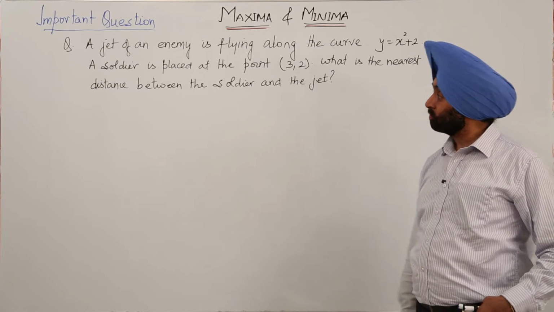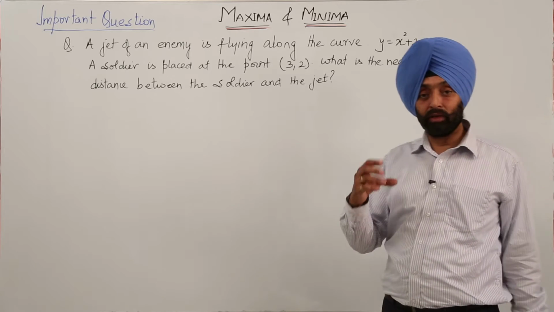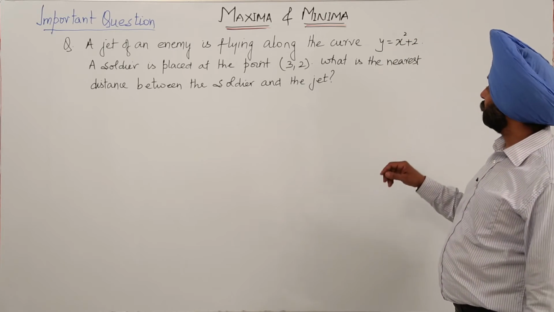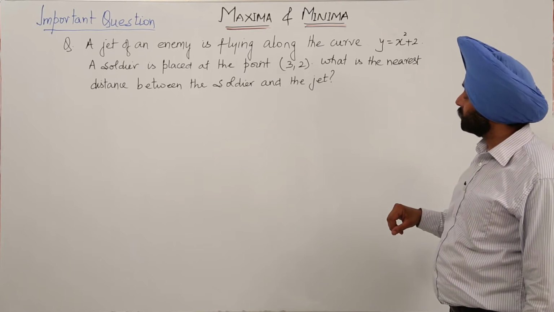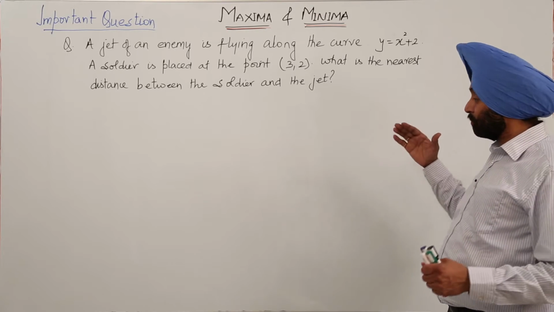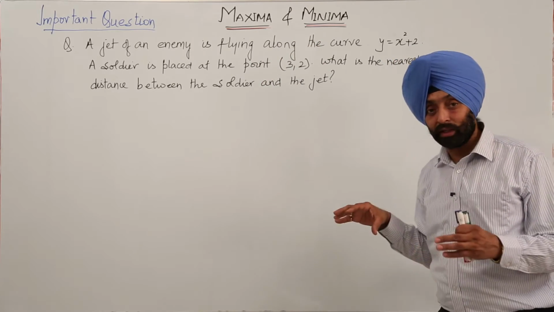Very interesting question. A jet of an enemy is flying along the curve y is equal to x square plus 2. A soldier is placed at the point (3, 2). Now suppose a plane is moving like this and a soldier is sitting with an anti-aircraft gun.